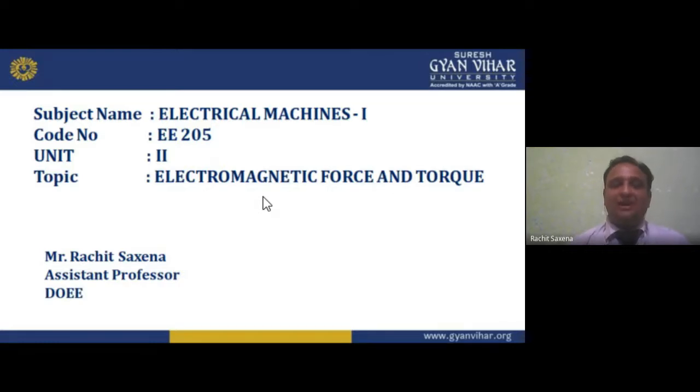And what is electromagnetic interaction? Whenever there is a current carrying conductor, obviously something is carrying the current, so it is a conductor. A current carrying conductor placed in a magnetic field experiences a force, and it starts to rotate.